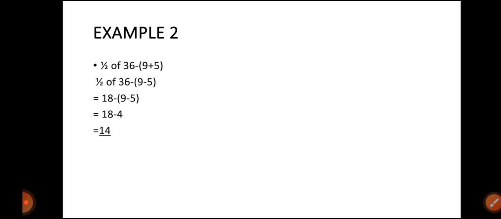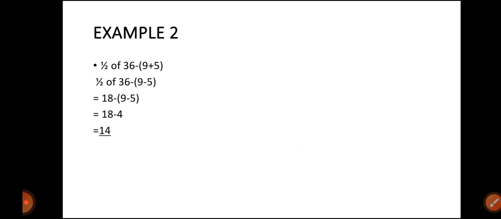The second example says half of 36 minus 9 plus 5. Initially we said that of is replaced with times or multiplication. Whenever you see of in the mathematical equation, know that you're talking about times. Half of that means half of 36. That means 36 times half. It's the same thing as saying reduce 36 by half. Minus bracket open 9 plus 5 bracket close.